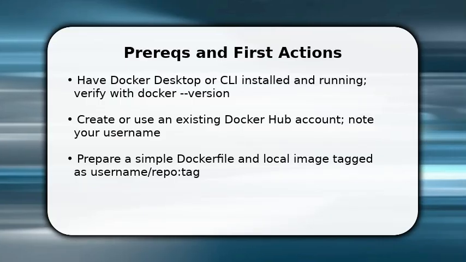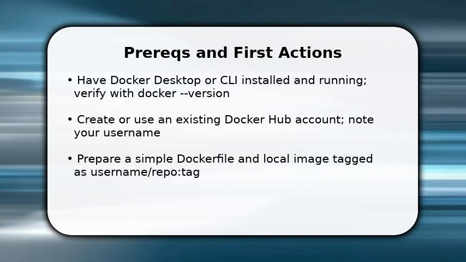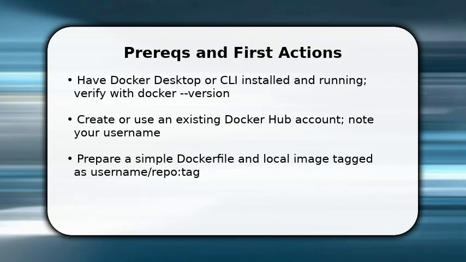You start by confirming prerequisites: Docker installed, signed into Docker Hub, and a local image ready. First, run docker version and docker login to authenticate. Then build a local image with docker build -t your-username/repo:latest.